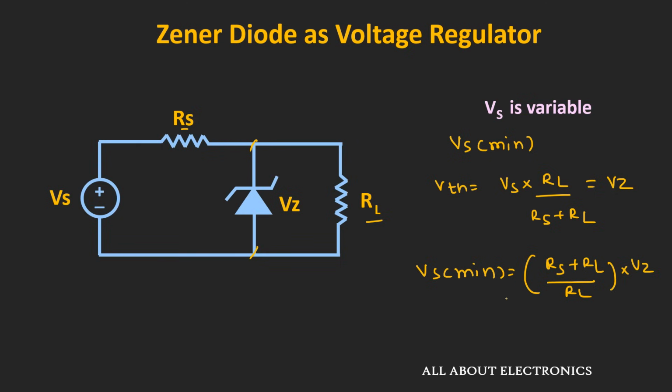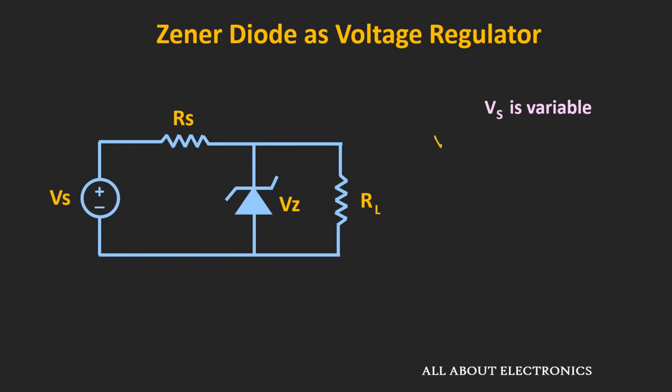So this will be the minimum value of the supply voltage which will ensure that the Zener diode will work in the breakdown region. Similarly, now let us find out the maximum value of this supply voltage.